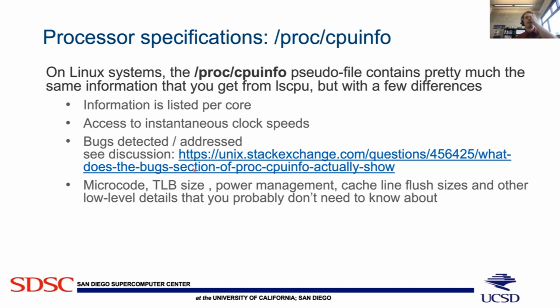On Linux systems, there is also the /proc/cpuinfo pseudo file that contains pretty much the same information that you can get from lscpu, but with a few differences. Here, the information is listed per core, and you get access to the instantaneous clock speeds. So the processor can ramp down its clock speed when it's idle, and then ramp it up when it's under load. And so you can check the clock speeds while codes are running.